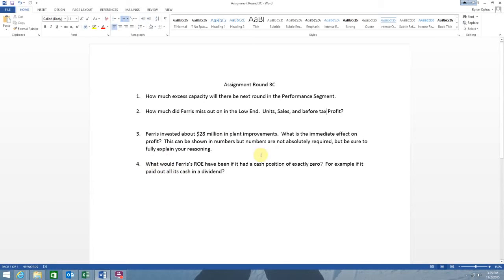And then 4, what would Ferris's ROE have been if it had a cash position of exactly 0 at the end of the year? Okay. For example, if it paid out all its cash in dividends. So once again, we've done this one in the past, so this one shouldn't be any kind of a surprise. You can go back and look at some of the things that I've submitted and get the how-to from that. So it shouldn't be terribly difficult.